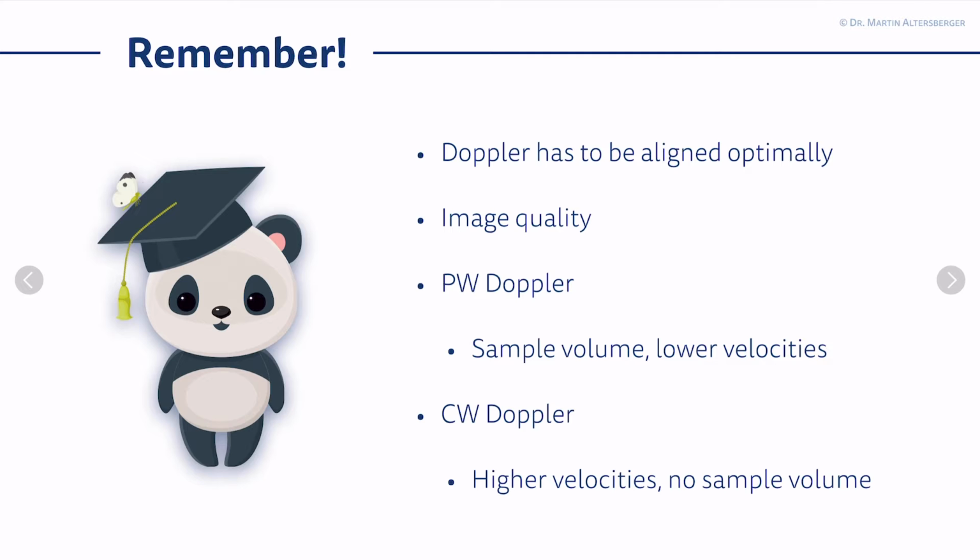With pulsed wave Doppler, you have a sample volume, so you measure the velocities in a certain area, and normally you measure lower velocities. With the continuous wave Doppler, you measure the velocities all over a certain line, where you can measure higher velocities, and you do not have a distinct sample volume.